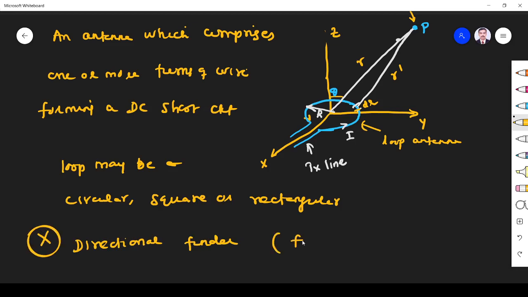Direction finder means finding the direction of an unknown transmitter. For that we are using loop antenna. Let us see how it is used for that purpose. Okay, so let us start the analysis.